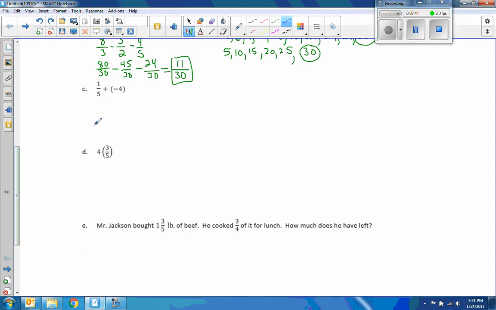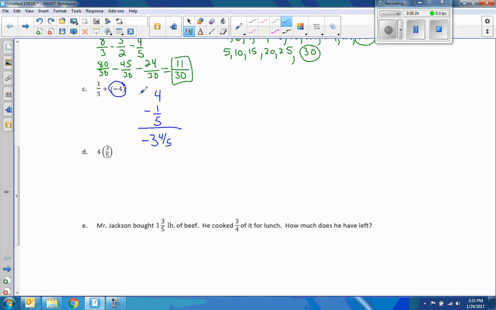C, 1/5 plus a negative 4. So how can we explain this? The rule is to take the bigger number and subtract the bottom number and take the sign of the bigger, if you've heard of that before. 4 minus 1/5 would be 3 4/5, and then take the sign of the bigger. And it was negative 4.